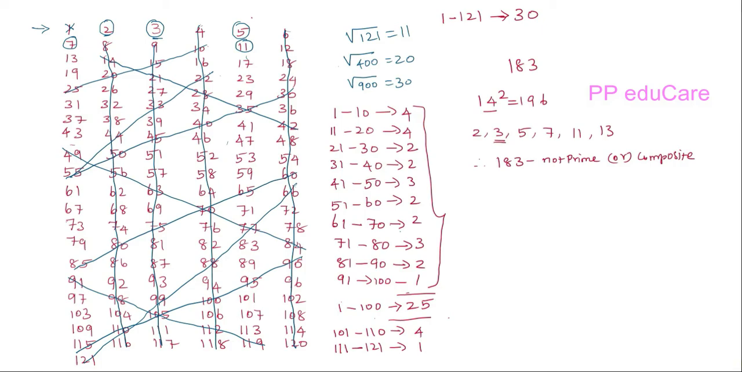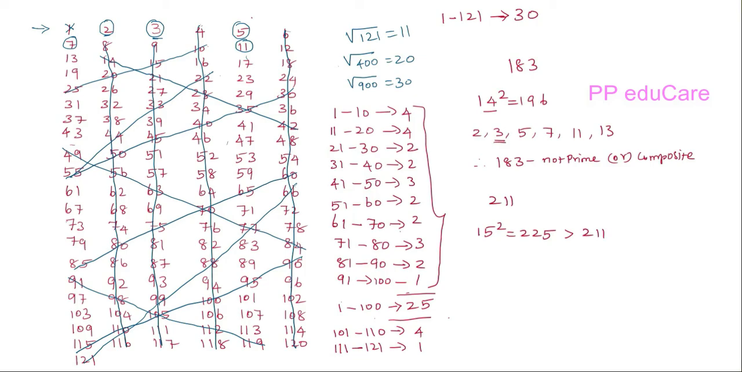Now let me show you another example. Take the number 211, which is more than 121. We want to check whether this number 211 is prime or not. Similar to the previous case, find a number whose square is nearest above to 211. Here 15 squared is 225. This 225 is nearest above to 211.